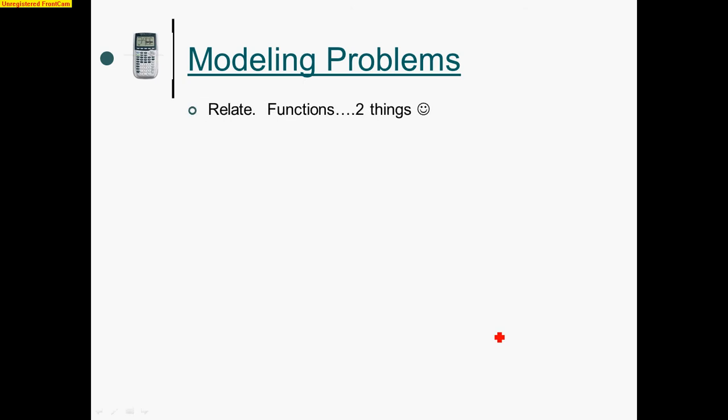So the first thing you have to do when you read a word problem, remember, modeling problem means word problem, is find some things to relate in the words. Since we are in analysis and applications of functions, we only need to find 2 things to relate. We can only deal with an independent and a dependent variable. We are not ready for multivariable.